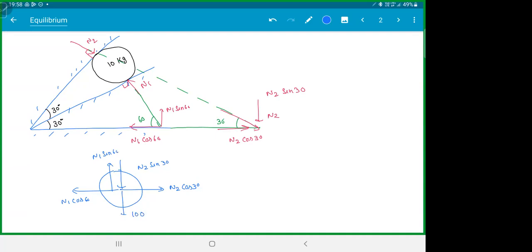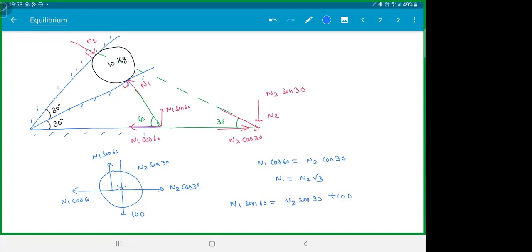I hope everyone is getting this. So we equate them, no? N1 cos 60 is N2 cos 30. That would be N1 is N2 root 3. And N1 sin 60 is N2 sin 30 plus 100.